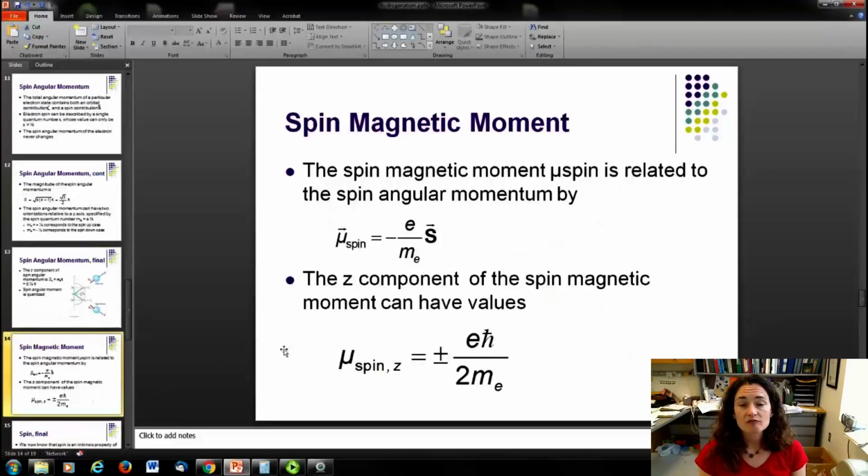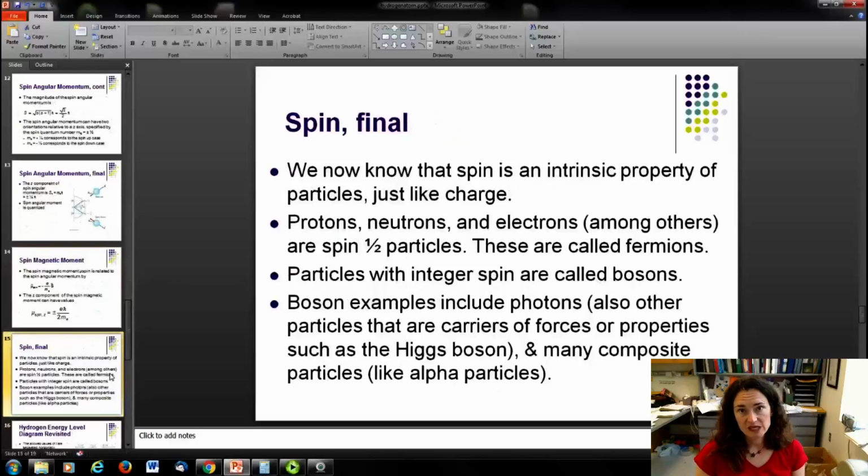Okay, now, the magnetic moment due to the spin is related to the spin angular momentum, of course. The magnetic moment is equal to minus e over m times the spin angular momentum. And then the z component of the spin magnetic moment can have values of plus or minus e h bar over 2 times the mass. We now know that spin is an intrinsic property of particles, just like charge or mass. We also now know that protons, neutrons, and electrons, in fact, all the ordinary matter that we deal with on a day-to-day basis is made up of spin 1/2 particles, okay?